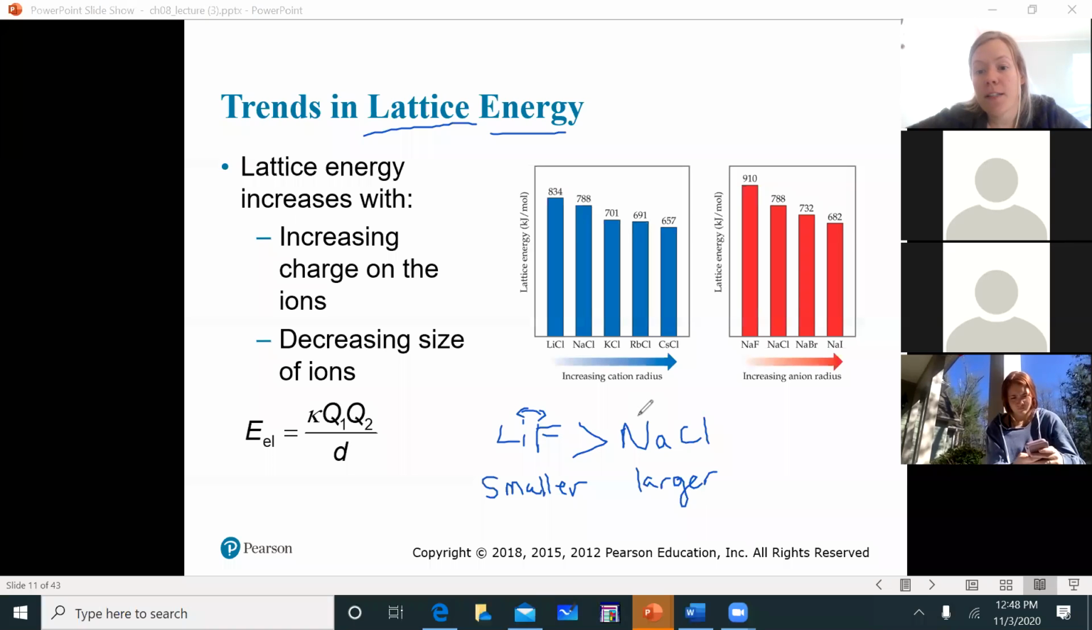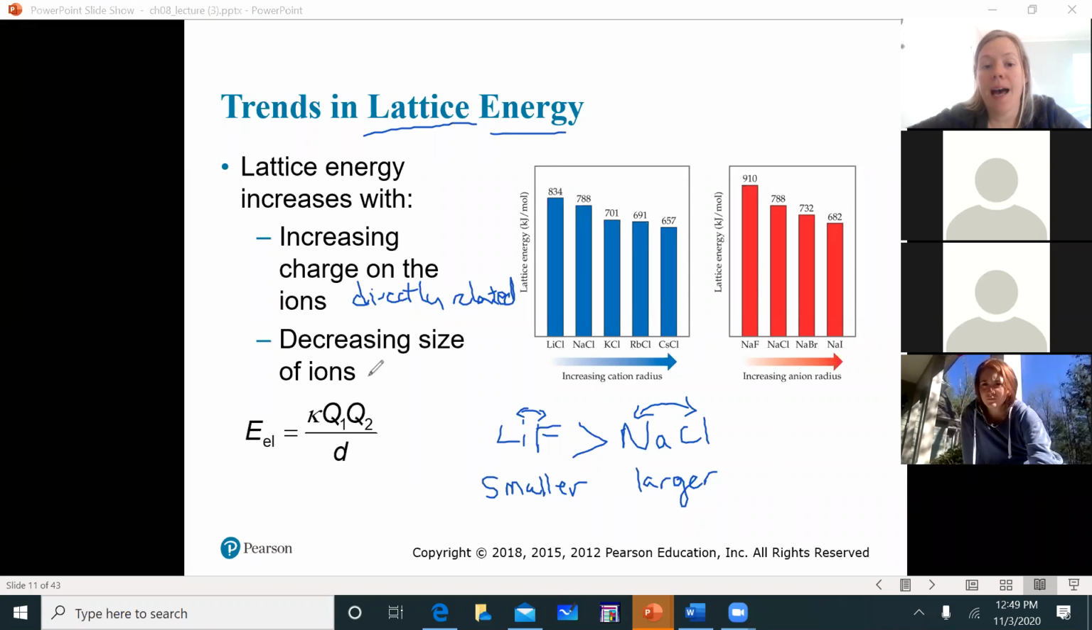These guys are friends, but they're not close enough to be in the same seat. Let's say on the bus, they're sitting across from each other. So they're sort of friends, but they could break up a little bit easier. So the smaller the atom, the greater the lattice energy. As far as charge is concerned, it's directly related: as one goes up, the other goes up. With size, it's inversely related: as one goes up, the other one goes down.